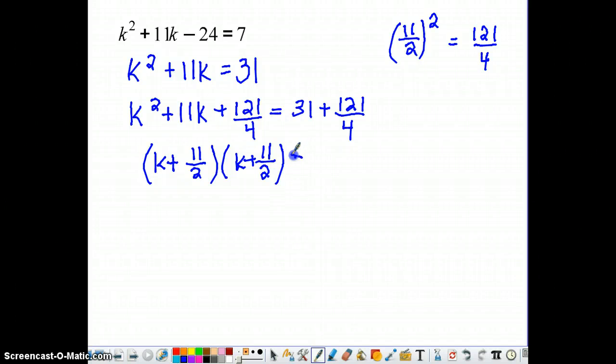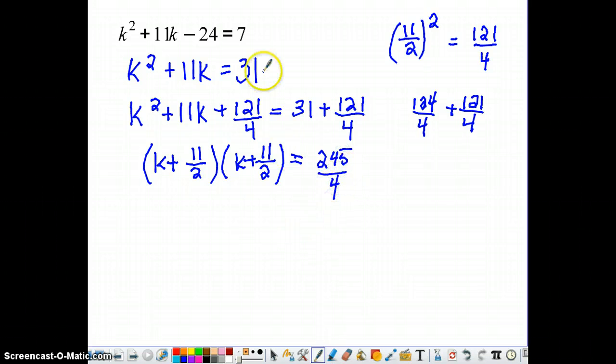And then over on the right, we have to add 31 and 121 over 4. So we need a common denominator, so I have to multiply 31 by 4, which is going to be 124 over 4, and add to that 121 over 4, and that's going to be 245 over 4. So I'm going to write that down right here.